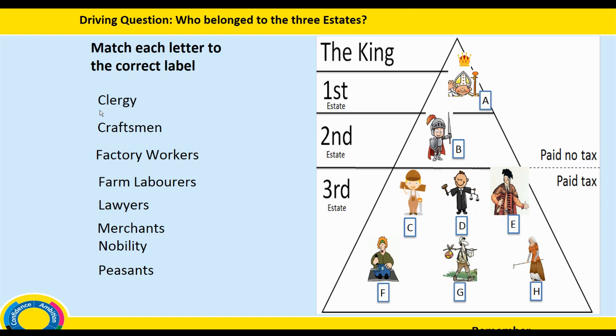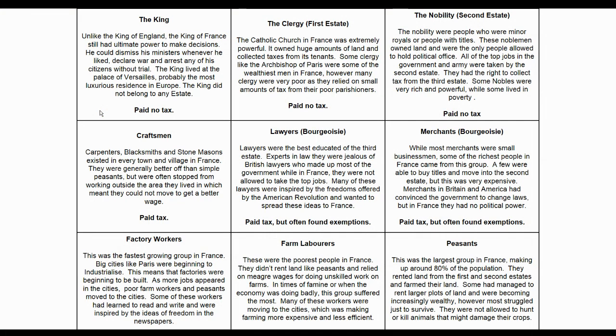Your next task is the remember task. Here you must choose which people are labelled in the diagram you see now. Here is some extra information on the different people who lived in France in the 18th century. Read this thoroughly before you attempt the first task. Press pause after reading this and complete the task.